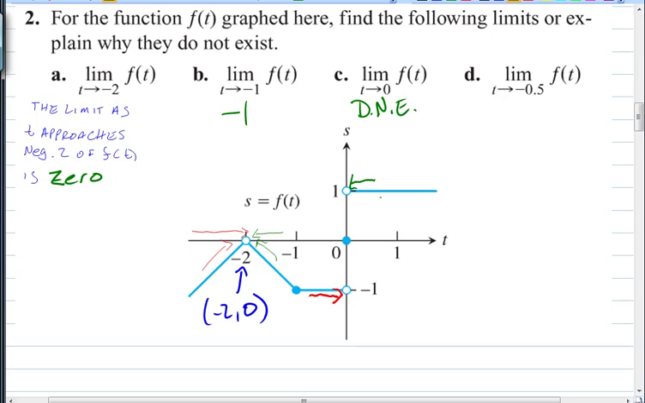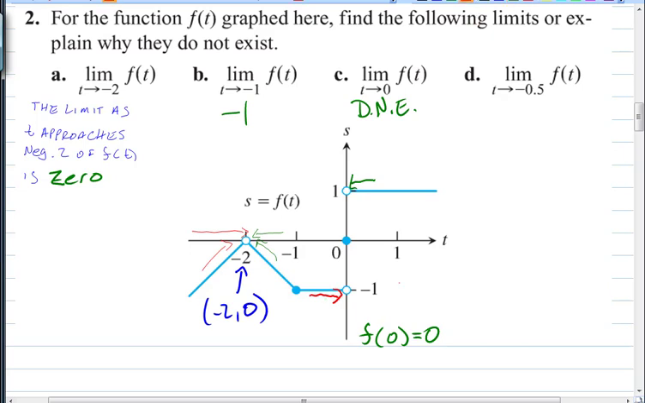Is f of 0 defined? Yes, it is. It's 0. Now, I just asked a different question. It wasn't about a limit. The question was, is f of 0 defined? F of 0 is equal to 0, because there's that point right there. The limit doesn't exist because as we approach from the left-hand side, we get a -1.